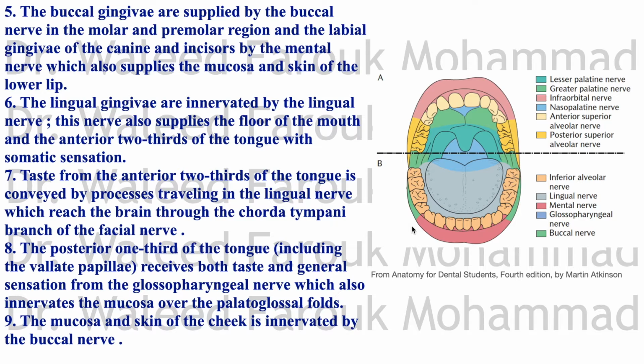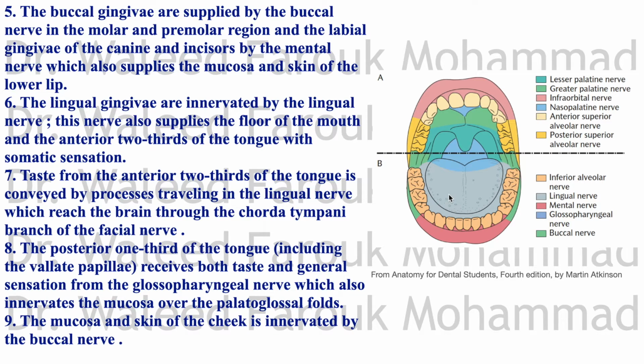The lingual gingiva are innervated by the lingual nerve, as you can see here. This nerve also supplies the floor of the mouth and the anterior 2/3 of the tongue with somatic sensations, as shown in this plate. Taste from the anterior 2/3 of the tongue is carried by the chorda tympani branch of the facial, but actually it runs with the lingual nerve, as we studied before.